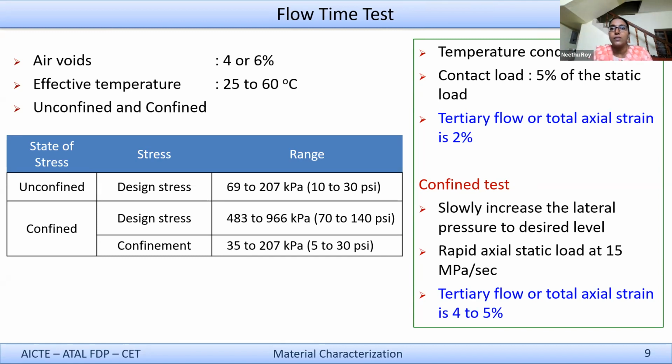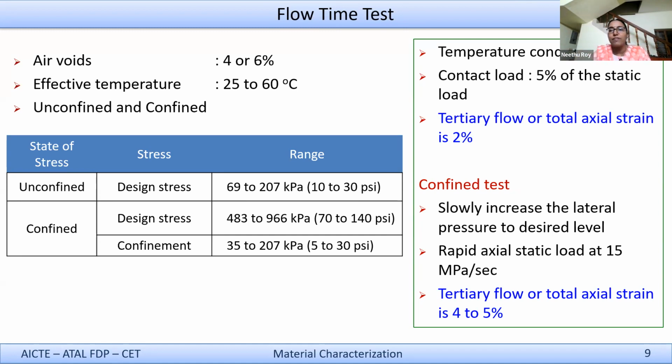And another aspect is that you can test the specimen at a confined condition and an unconfined condition. Now what is this confined condition? If you look at any point a certain distance below the surface of the pavement structure, you know that it is subjected to a triaxial state of stress, right? So while testing, you essentially want to test it in a triaxial manner. So you can apply a confinement pressure on the specimen and then the deviatoric stress, which will be the load that acts on the top.